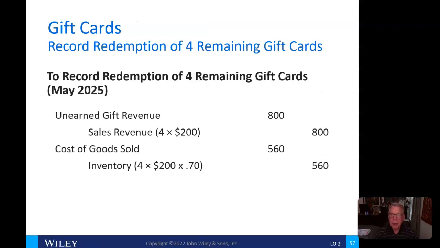Okay. Now in May, the remaining 4 gift cards are redeemed, and as you see, we will reduce the remainder of our unearned gift card revenue with a debit and credit sales revenue for $800 along with the cost of goods sold. And we have 4 of them at $200 times 70%, giving us a debit to cost of goods sold of $560 and a credit to inventory of $560.